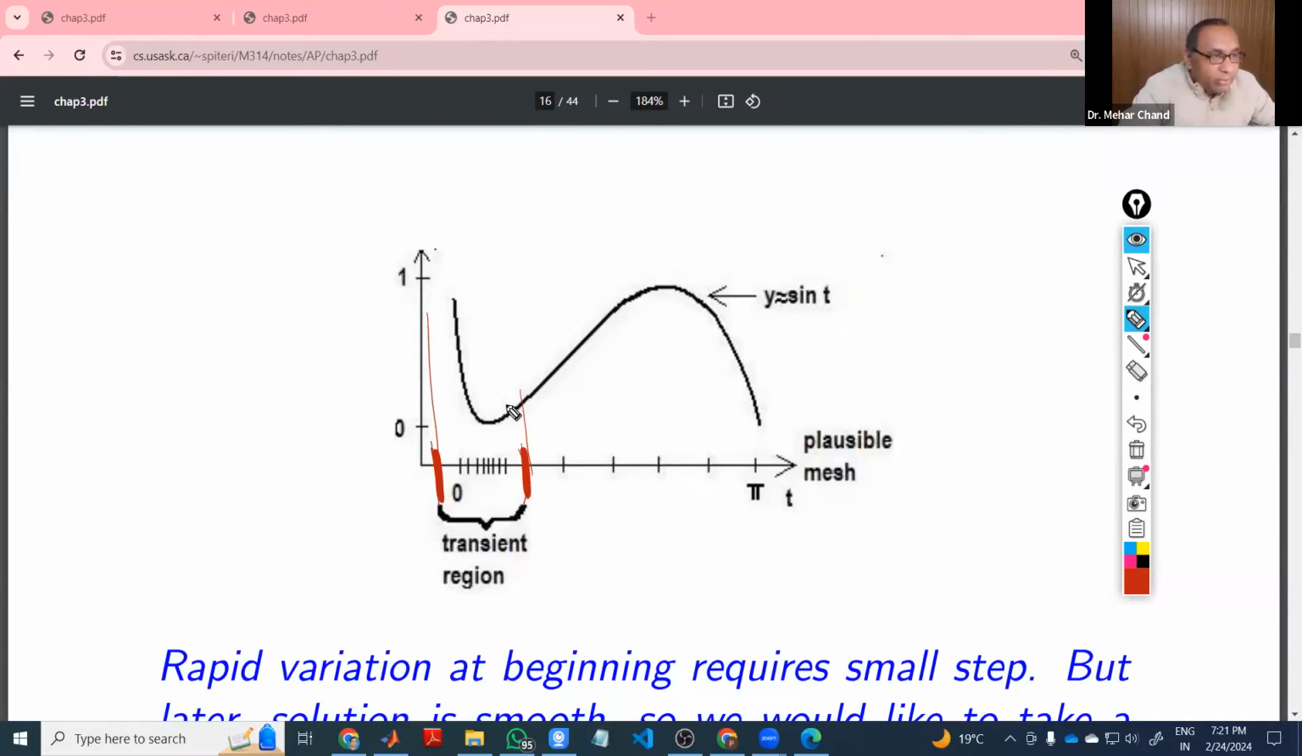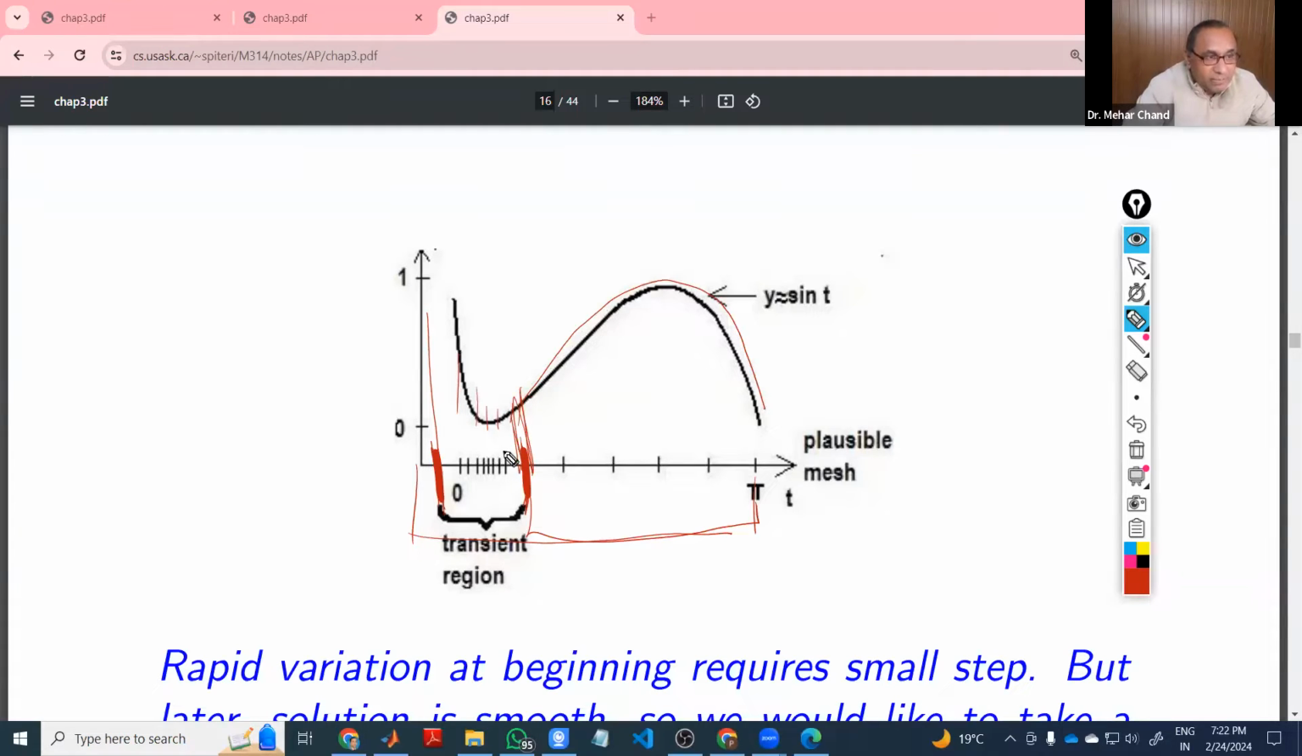So to get a more accurate solution, we have to divide this interval into very small step sizes. But after this, the graph is smooth, so in this part we can choose a large step. That is why, when we are using the forward Euler method, this problem occurs, and to make it more accurate we have to divide this entire interval into very small step sizes. And this is the problem of stiffness.